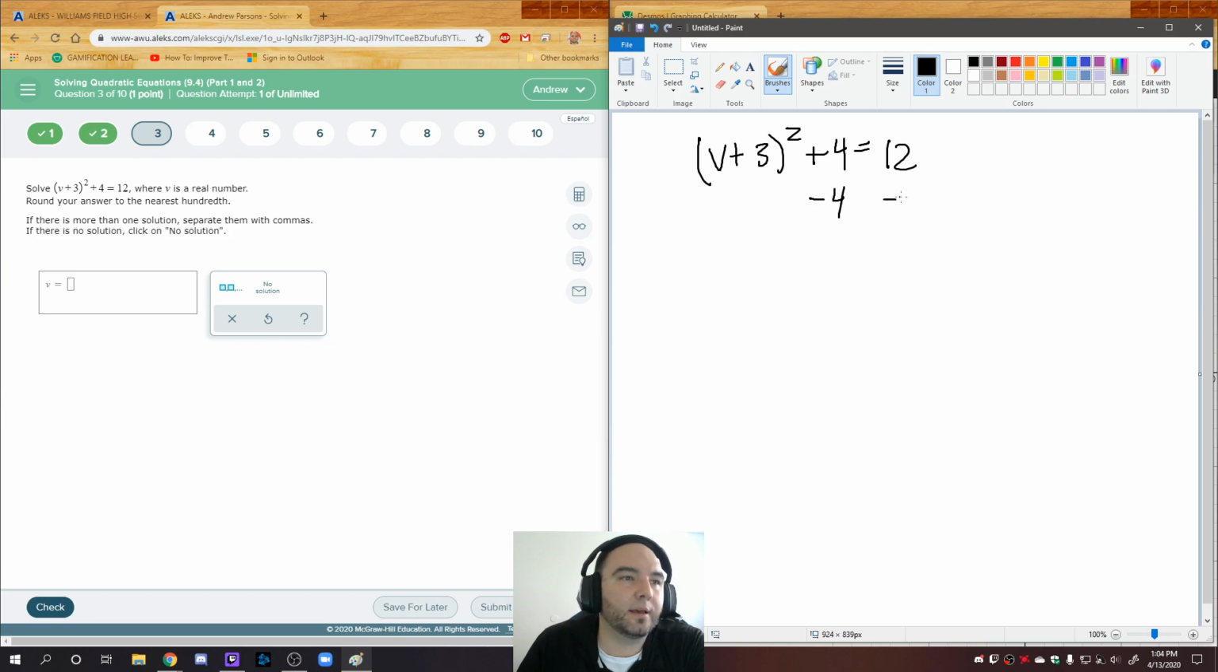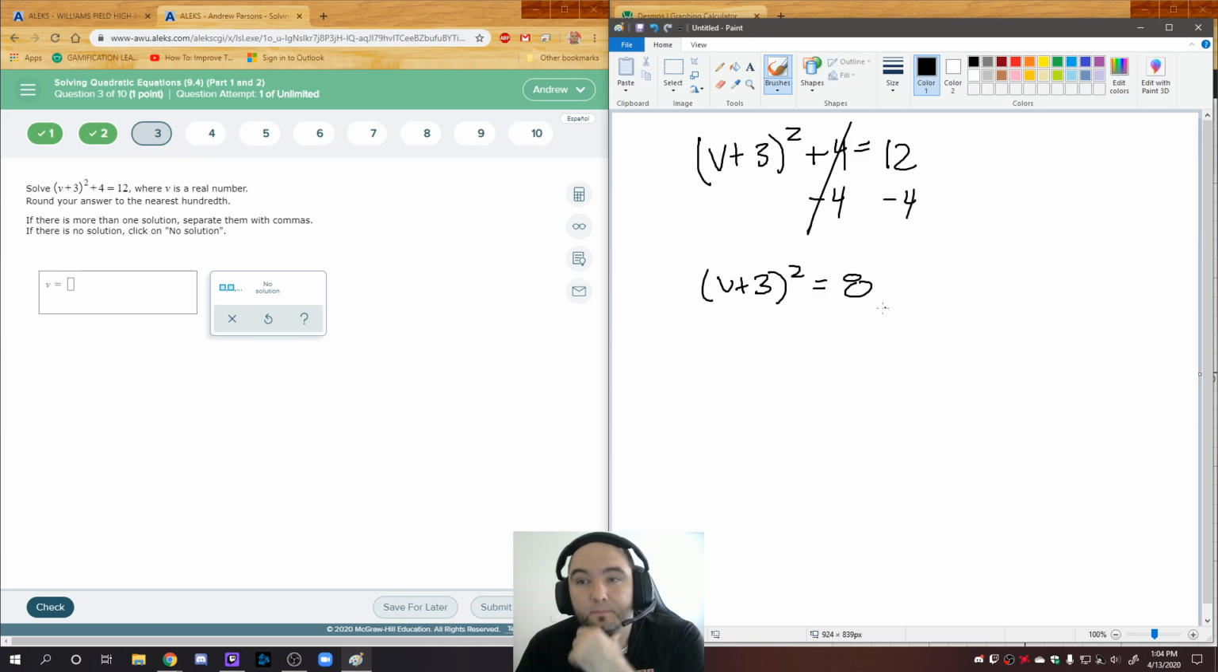I can, however, minus 4 on both sides. So now I get v plus 3 squared equals 8. Now here's the deal. The parenthesis is locked, but you can take the squared off it just like we took the squareds off the letters on the last problems by square rooting it. But here what you're going to do is you're going to square root that whole parenthesis, and you're going to square root the other side.